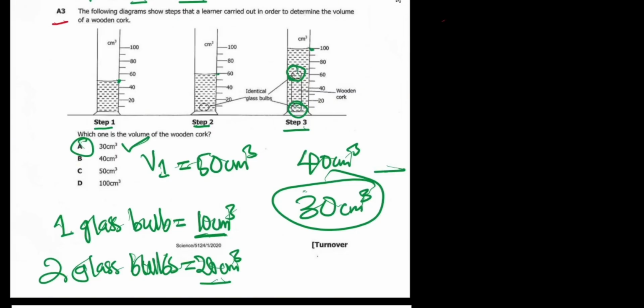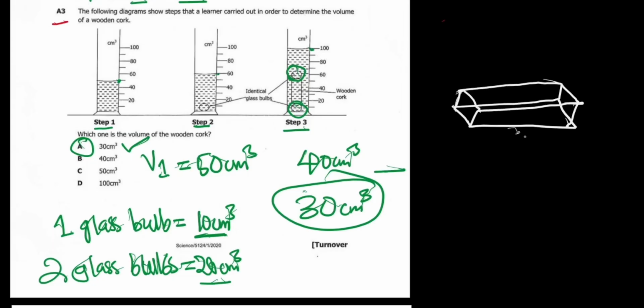For a regular object, you don't need to use this method to find the volume, because you might have a regular object like this. Let's say you have a wooden block like this. And let's say this is 20 centimeters. And let's say this is 10 centimeters. And the height here is, let's say, 10 centimeters as well.